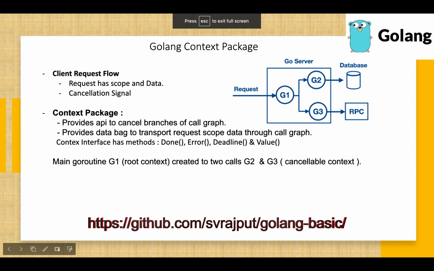Now the request handler often starts additional Go routines to fulfill the client request. For example, it sends a request to the database or a remote procedure call to some other server. The set of Go routines working on a request typically needs to access specific values such as the identity of an end user, authentication or a token, or the request deadline.